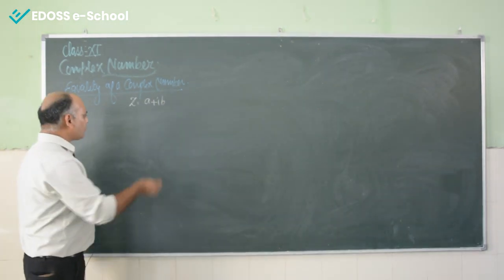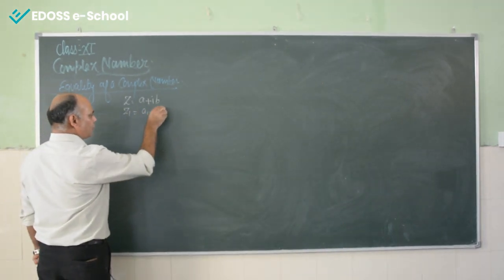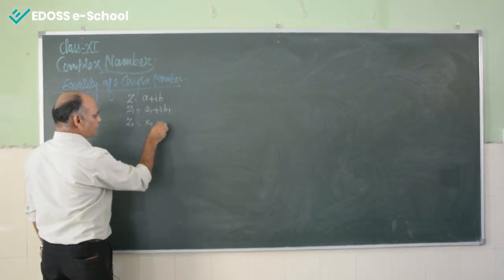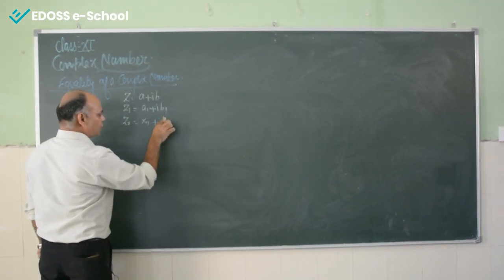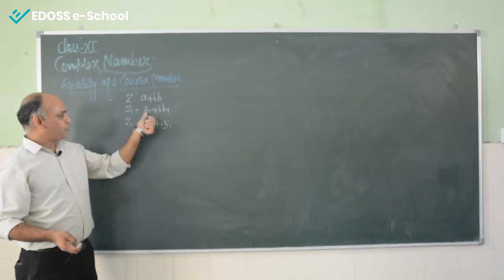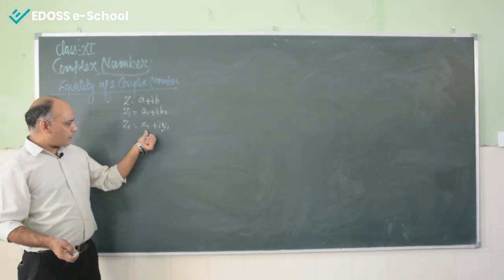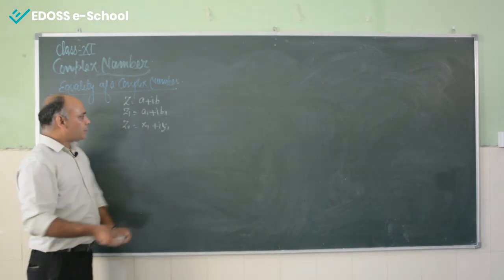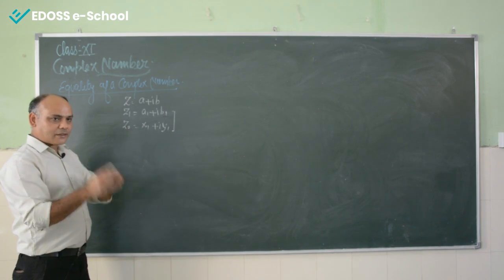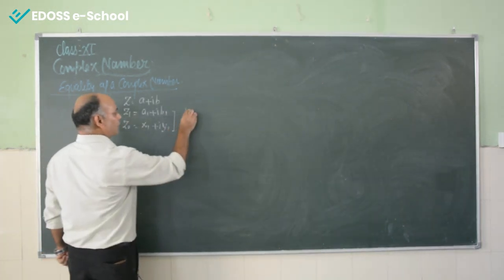Suppose there are two complex numbers. The first complex number is z1 equal to a1 plus iota b1, and z2 equal to x1 plus iota y1. These both are equal, and there is a condition. They are equal if and only if, that is iff.